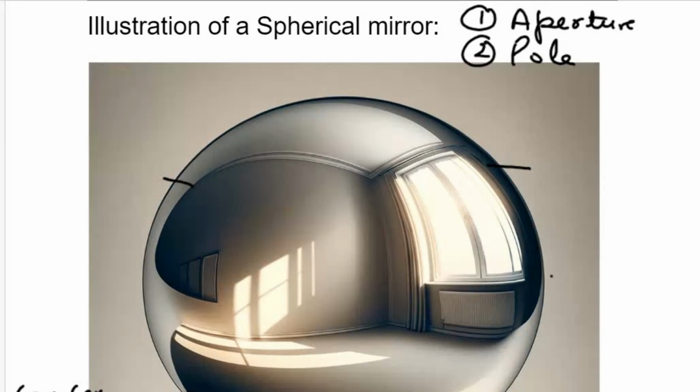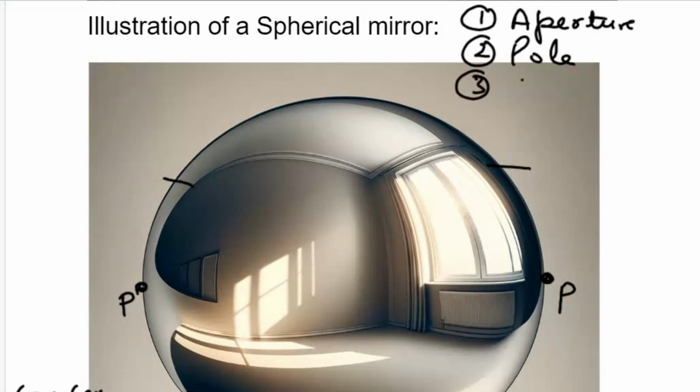Then pole. Pole is the center. Pole is the center of the mirror. So the center of the spherical mirror is called the pole. I am writing P, which represents pole, P-O-L-E. I am just writing P. Center of the mirror. So keep listening to the definition. Pole is the center of the mirror.